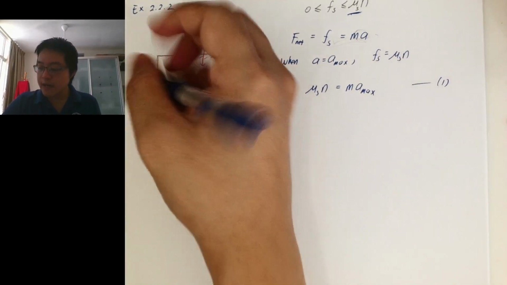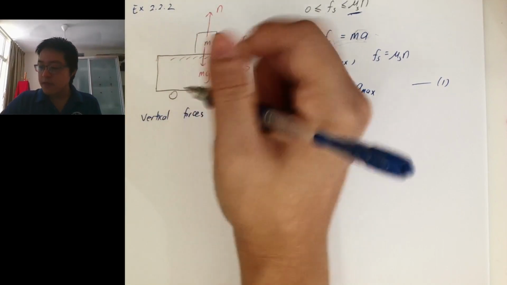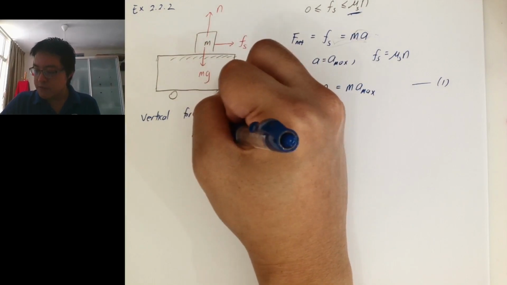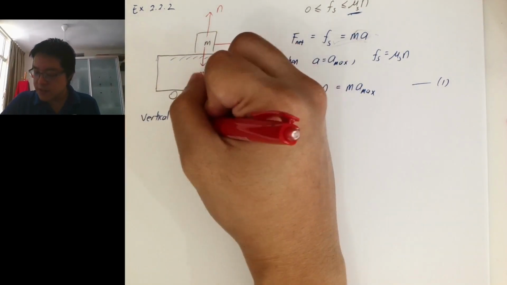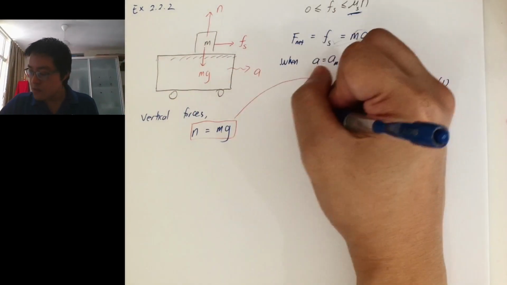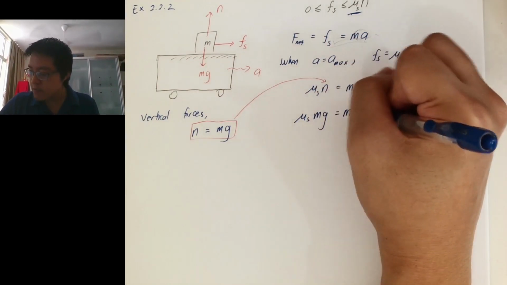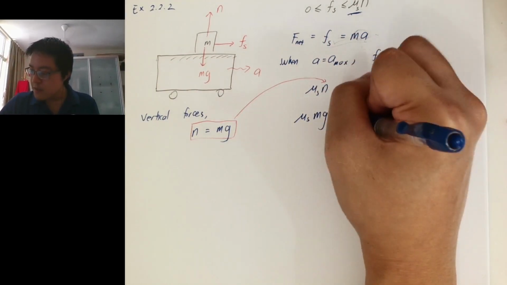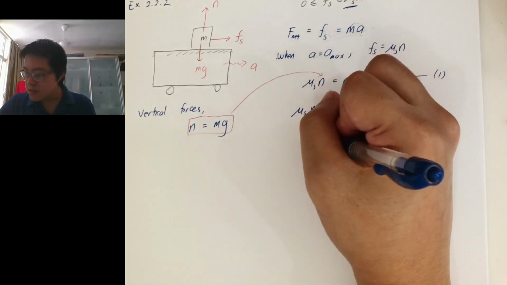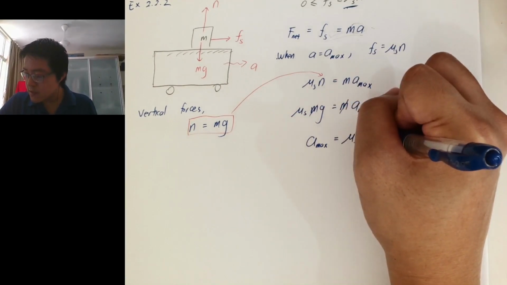If I calculate the vertical forces, there is no vertical acceleration, therefore N equals mg, and I use this to substitute into here. So mu_s mg equals m a max. Notice that the mass cancels out, so a max equals mu_s g.